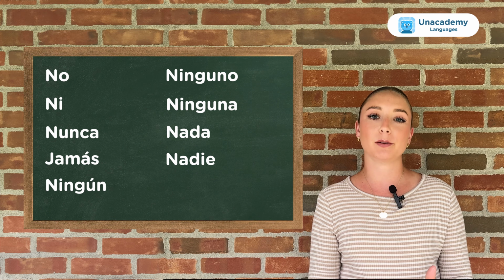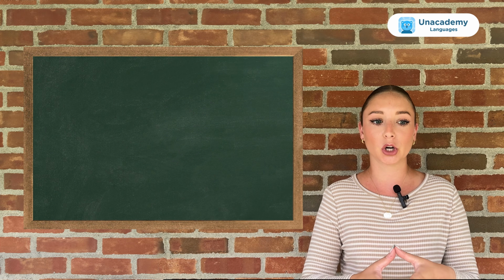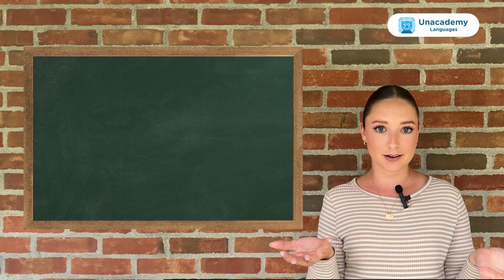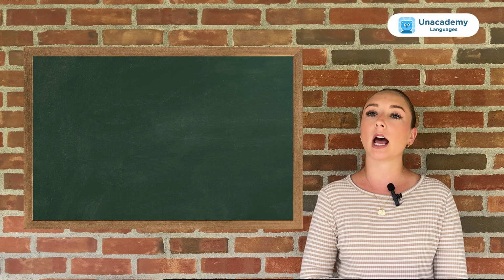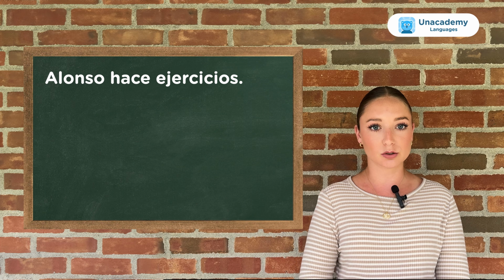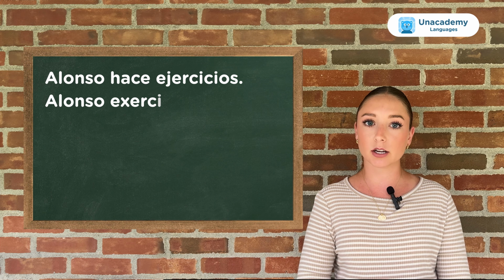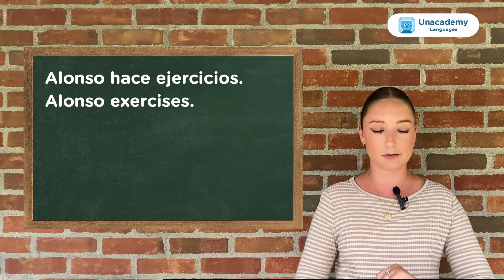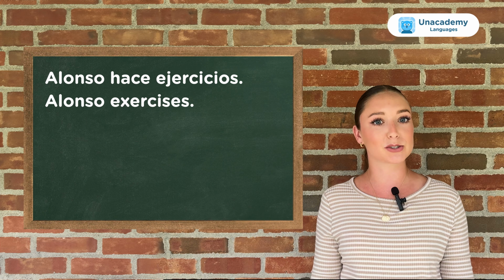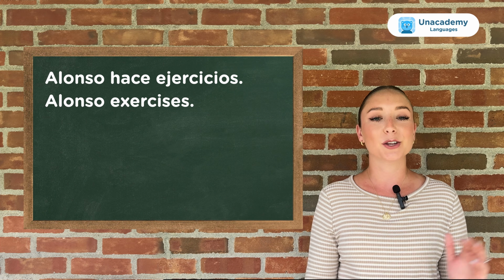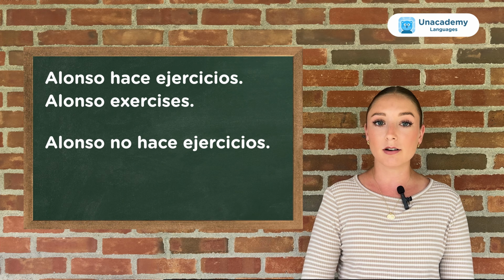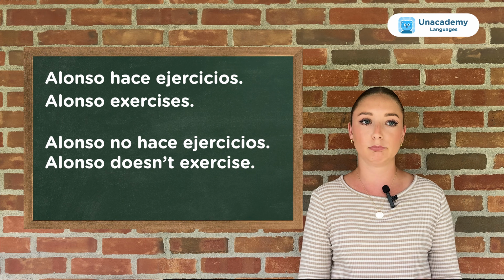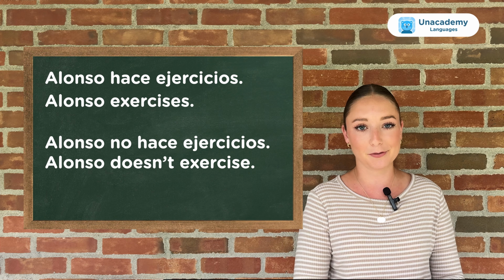So the first thing we're going to need to be able to do is to turn affirmative sentences into negative sentences. So what does that really mean? So let's look at an affirmative sentence. If I said, Alonso hace ejercicios, I'm saying Alonso exercises. Now, how can I turn that sentence into a negative sentence to say he doesn't exercise? You would say, Alonso no hace ejercicios. He doesn't work out. Pretty simple. The no just goes right in front of the verb.